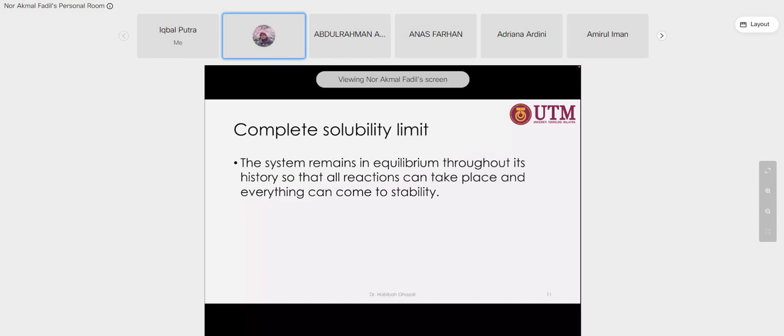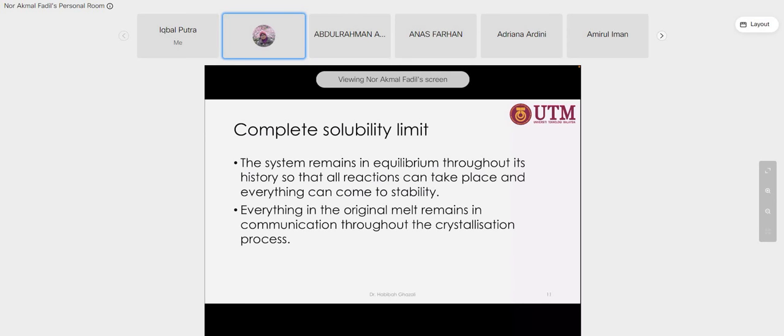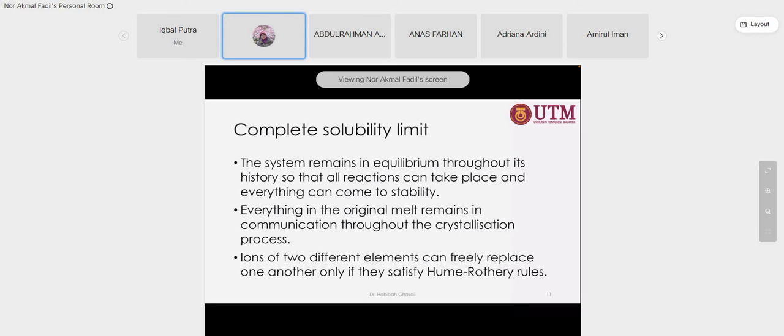So the system for this type of alloy remains in equilibrium throughout its history, so that all reactions can take place and everything can come to stability. It remains as its original crystal structure, the electronegativity and everything. Everything in the original elements remains in communication throughout the crystallization process. Ions of two different elements can freely replace one another only if they satisfy the Hume-Rothery rules.